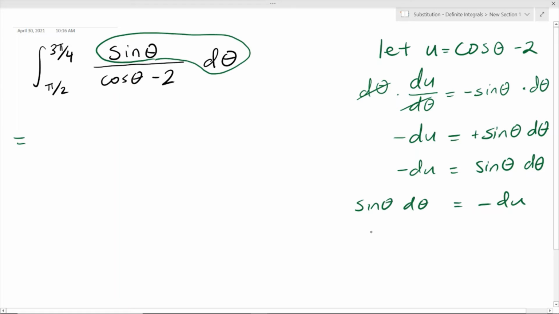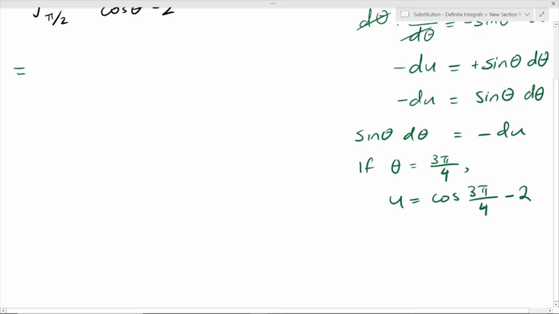So let's do this. If theta equals 3 pi over 4, I'm going to use the higher bound first. Then what's u going to be equal to? Well, if we sub this in, u equals cos of 3 pi over 4, minus 2.